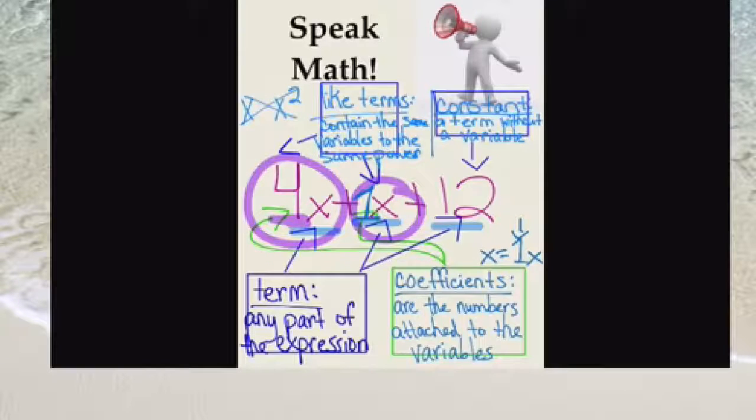Okay, so that concludes our first set of notes on the vocabulary terms of an expression. We've talked about like terms, which are terms that contain the same variables to the same power. We've talked about what a constant is. A constant, remember, is a term that doesn't have a variable. So in other words, just a regular old number. A term is any part of the expression. So remember, in our expression 4x plus 12, we've got a total of 3 terms. And then last but not least here, the coefficients here are 4 and 1. Okay, let's put our knowledge into action now.